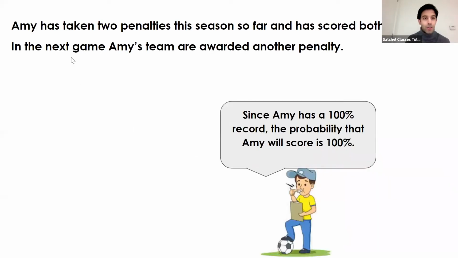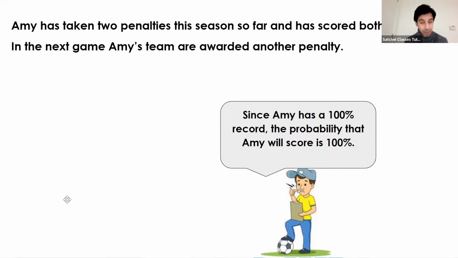All right, so here's an interesting proposition then. Amy has taken 2 penalties this season so far and has scored both. In the next game, Amy's team are awarded another penalty. So this is what Amy's coach says: since Amy has a 100% record, she scored 2 out of 2, the probability that Amy will score is 100%. Is the coach correct or not?